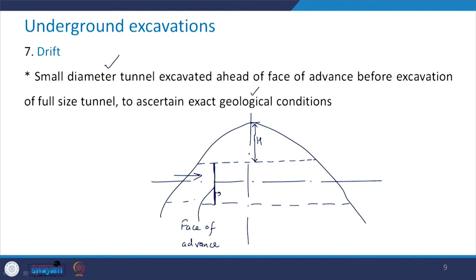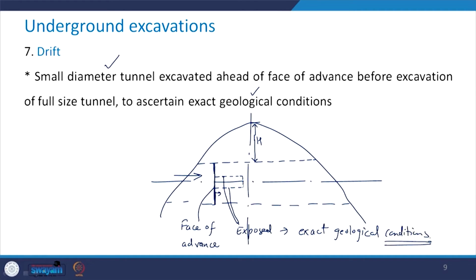So, what we will do is excavate a small diameter tunnel here. Once we excavate this tunnel, these two surfaces are going to be exposed. And since these are exposed now, we can take a look at it and take field observations like what the joint conditions are, etc., in order to get the exact geological conditions.